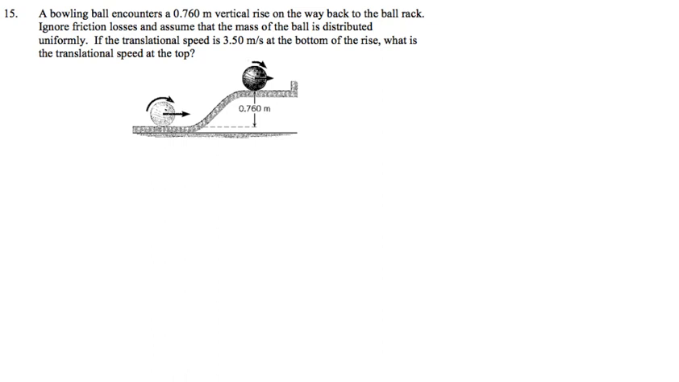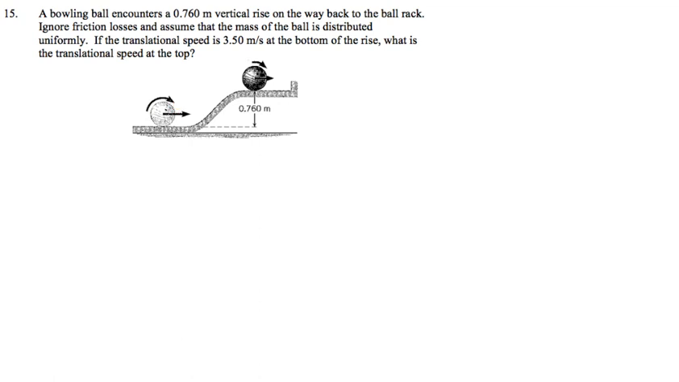All right, now when you look at this problem, you've got a bowling ball that's going back up to the ball rack, and it's moving with a certain speed translationally. It's also rotating. It's going to go up here, which is at a higher potential energy, so it's going to lose some of the kinetic energy that it had here, whether it's translational or rotational.